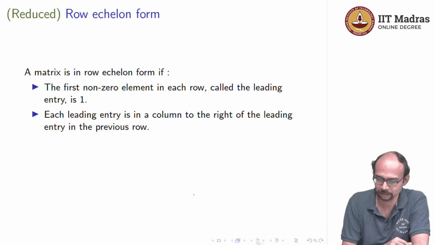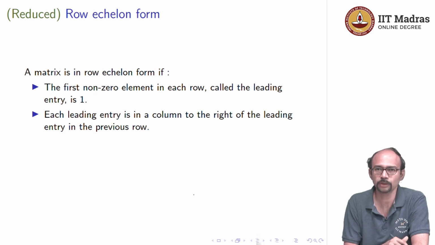The next axiom for the row echelon form is that each leading entry is in a column which is to the right of the leading entry in the previous row. Okay. So, like you saw in the previous example, in the first row the 1 was in the 1/1th place, in the second row the 1 was in the 2/2th place.